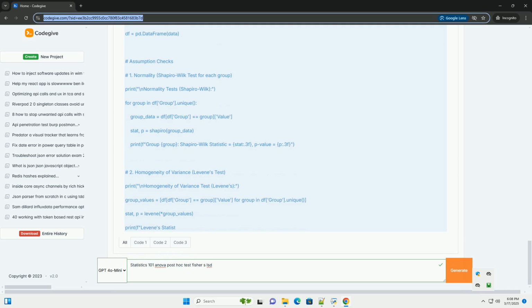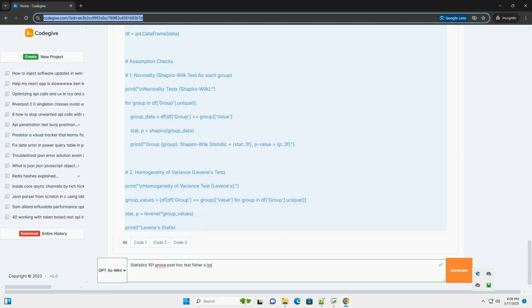MSW is the mean square within groups, from the ANOVA table. N1 is the sample size of group 1. N2 is the sample size of group 2. 3. Compare each pair of group means. For each pair of groups, calculate the absolute difference between their means. If the absolute difference is greater than the LSD, then the difference between the means is considered statistically significant.